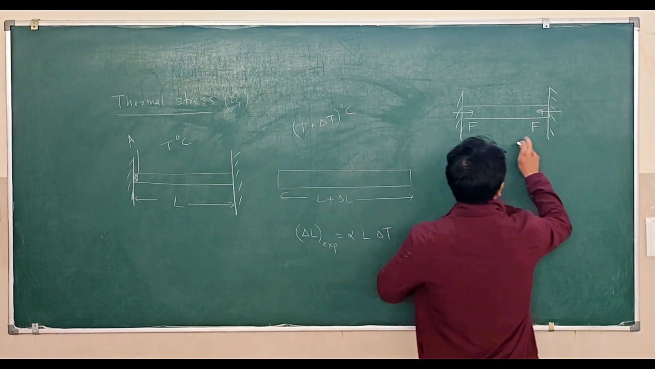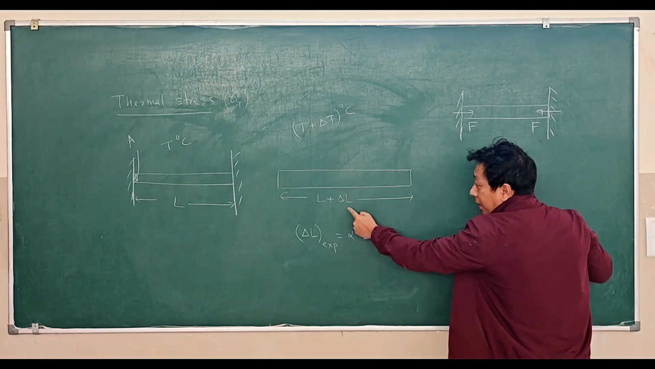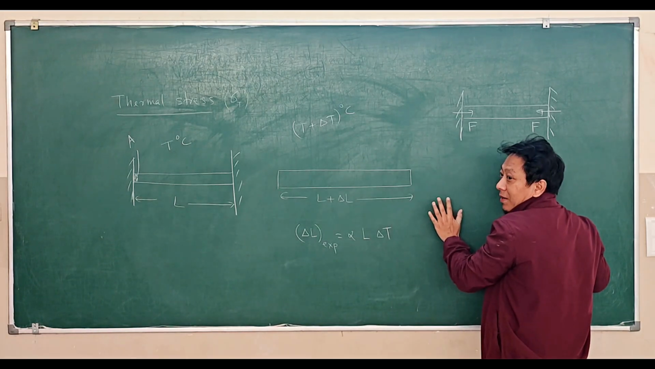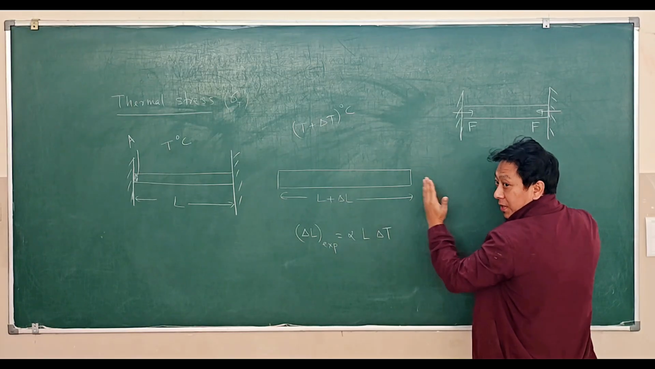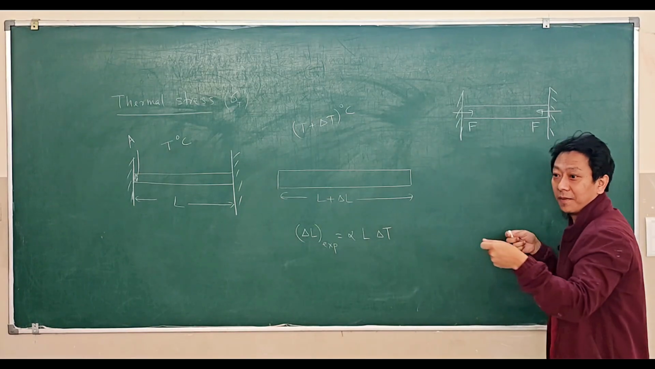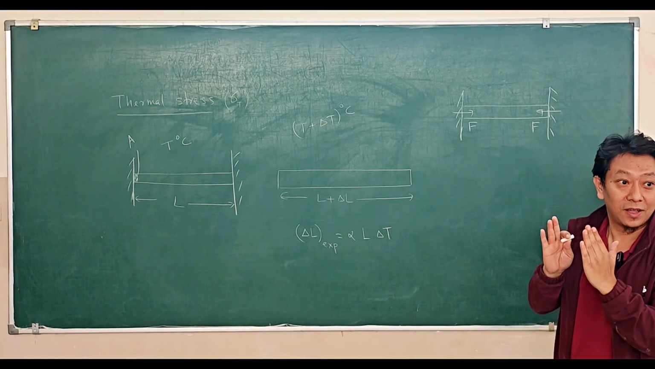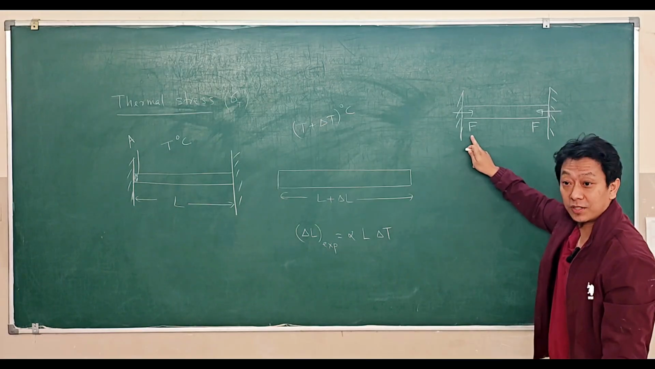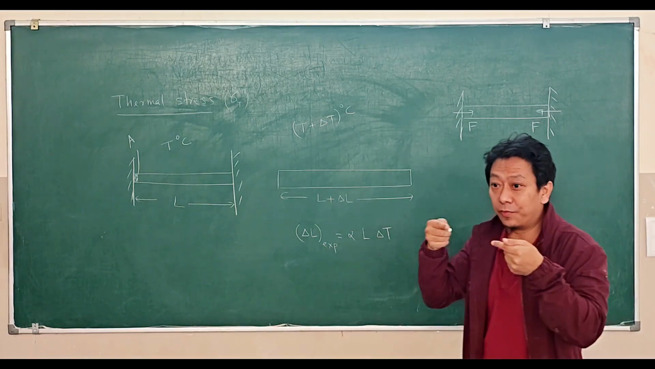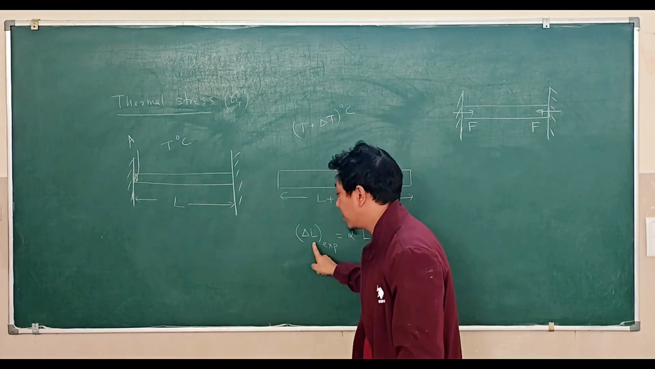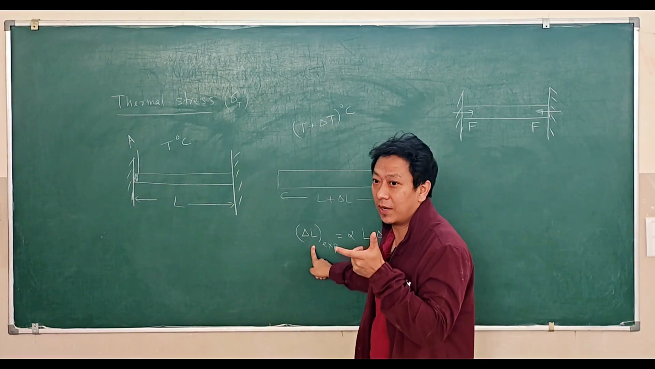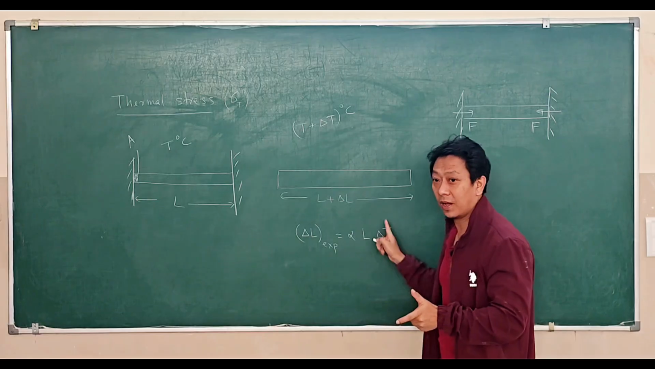So these forces, what they have to do? Whatever delta L was supposed to happen, they have to make it 0 by compressing the rod. That compression is due to force, and due to mechanical force, the change in length that you create. Students, this is change in length due to temperature. So we have this formula.